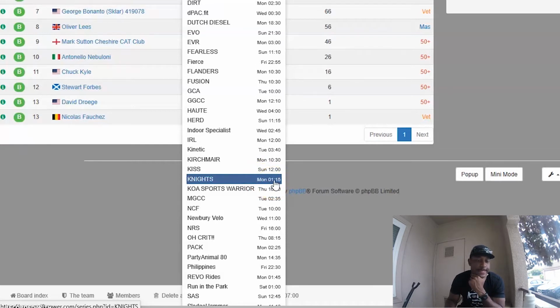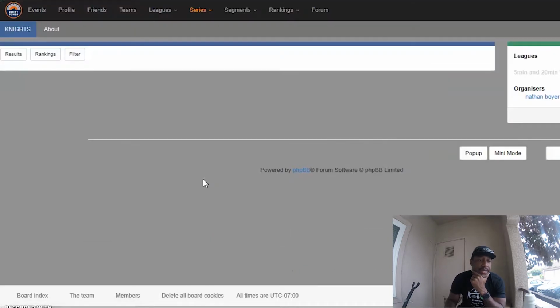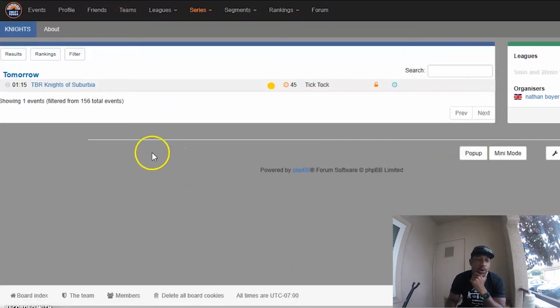But we're going to click Knights as that comes up, and it says right here. So again, tomorrow, TBR, Knights of Suburbia. It shows you what category it is, which I think is C. I think yellow is C. It shows you that it's a time limit of 45 minutes.